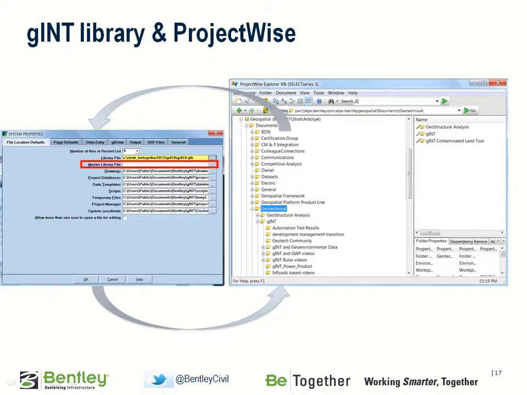Another important thing about GINT and ProjectWise is that now we can store a master GINT library in ProjectWise, and most GINT users know the importance of the library. So this option makes GINT managers' or GINT administrators' lives much easier, so they can centrally manage their master library and not lock it.